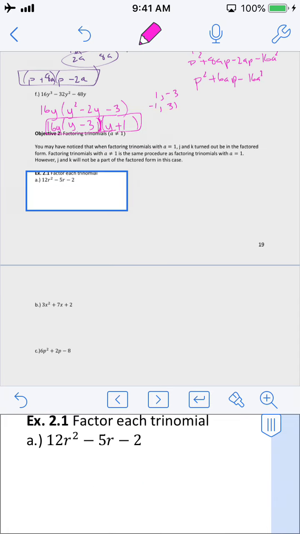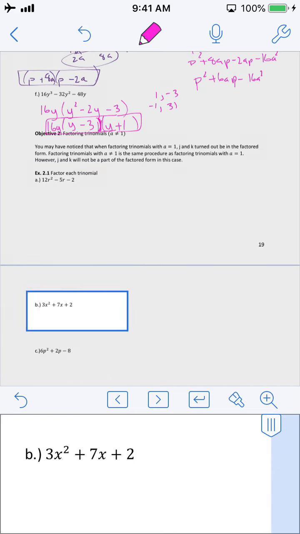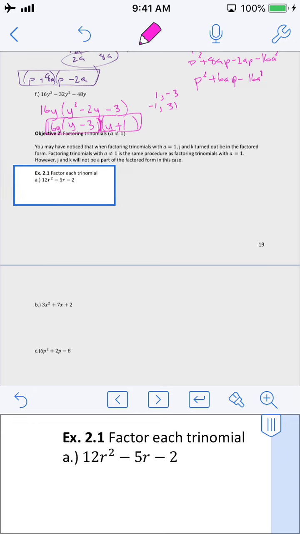So we have 12r squared. In the next one, you'll see a 3x squared, a 6p squared. But it's not any different. If you try to use a bunch of steps, it will be different. And that's really inconvenient for you because you have to remember all these things.